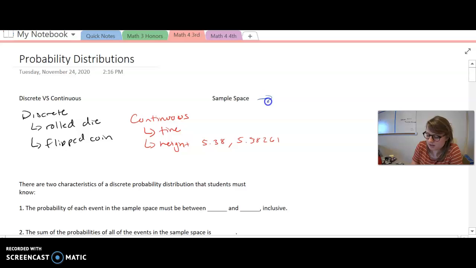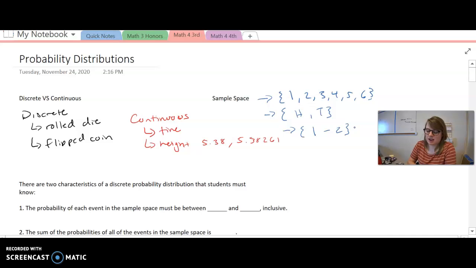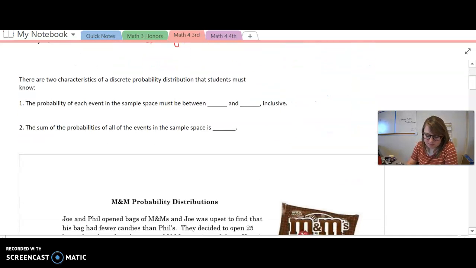Now, a sample space is kind of like the set of values that you could have. So, say my sample space for the die, that's going to be 1, 2, 3, 4, 5, and 6. For the coin, it's going to be heads or tails. For time, it could be any number between 1 and 2. Anything like that. So that's what a sample space would be.